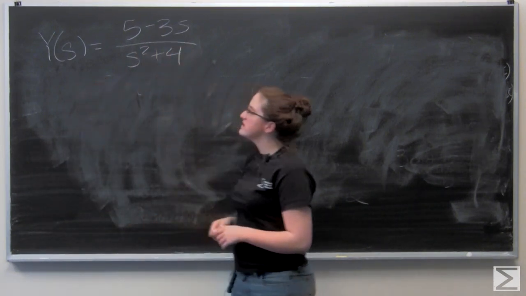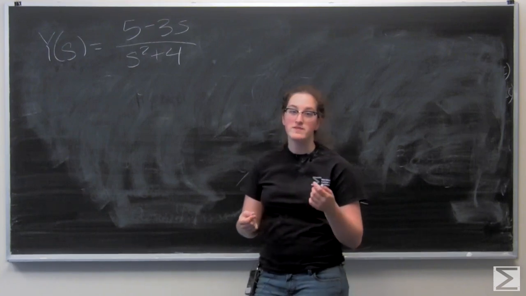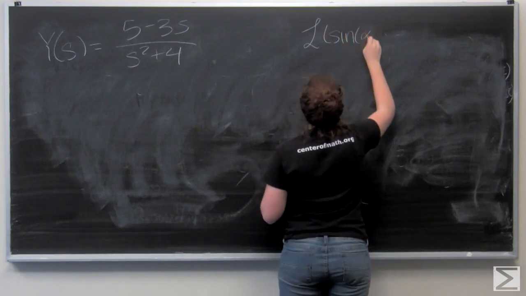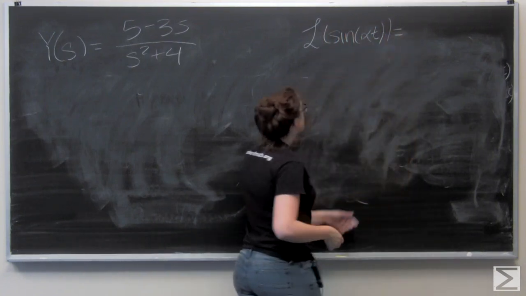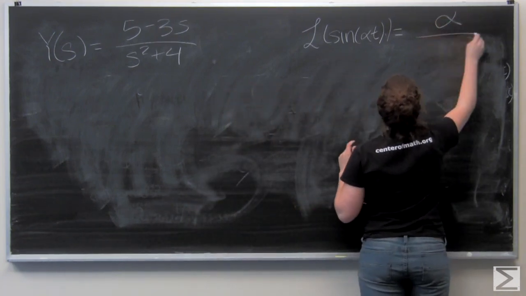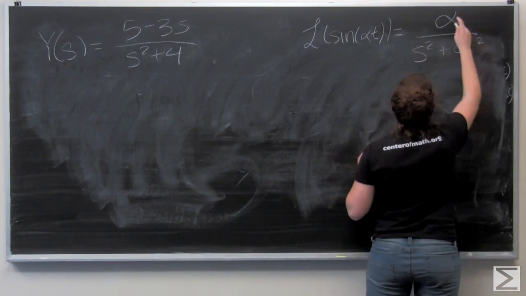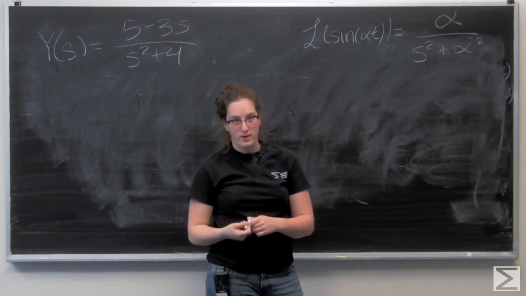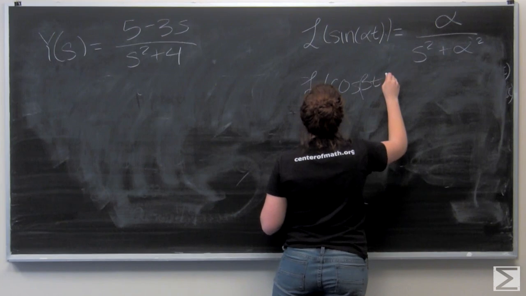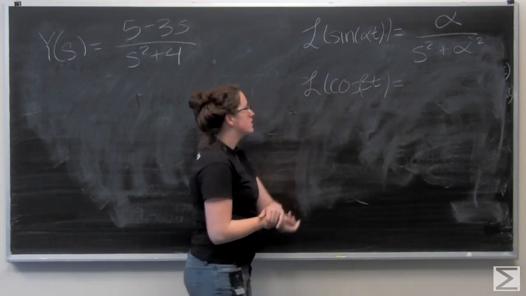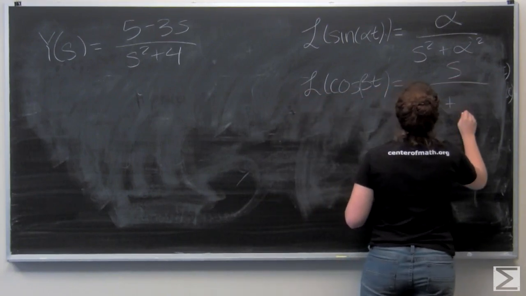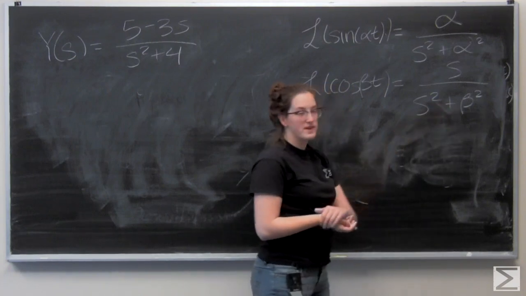So a sum of squares in the denominator tips me off to the Laplace transforms of sine and cosine. Let's go ahead and recall those. The Laplace transform of sine of alpha t for some constant alpha is going to be alpha over s squared plus alpha squared. And then for cosine of beta t, for some constant beta, I'm going to get s over s squared plus beta squared.